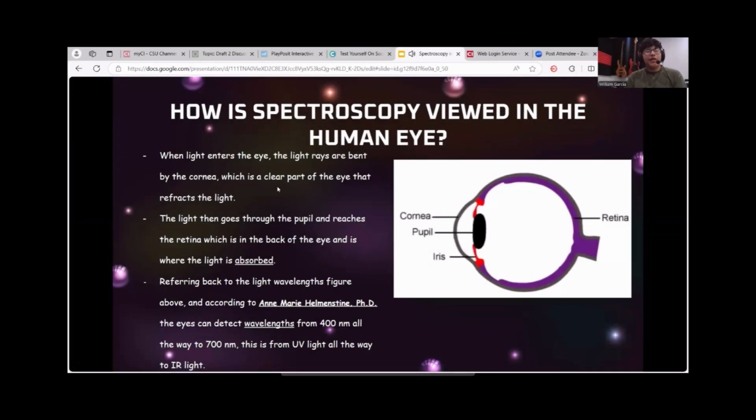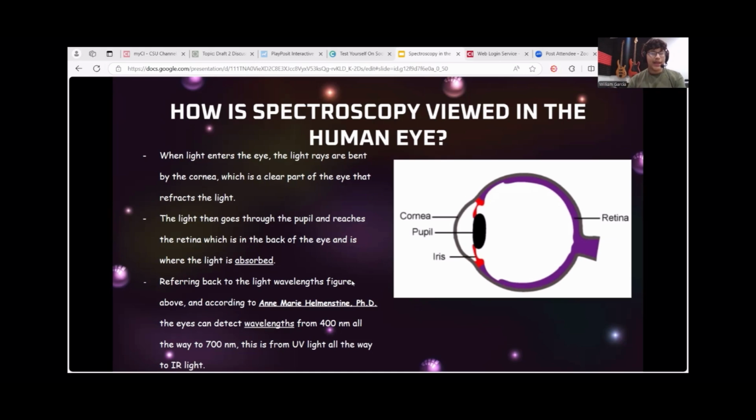Spectroscopy, right? How is spectroscopy viewed in the human eye? When light enters the eye, the light rays are bent by the cornea, the clear structure in the front of the eye, which is also here in this picture. The cornea helps refract the light to the back where the retina is, that pinpointed location. The light then passes through the pupil and reaches the retina, in the back of the eye, where light is absorbed.